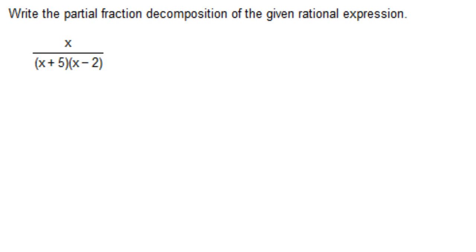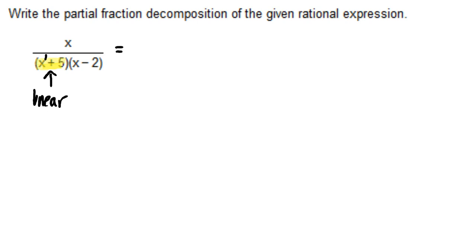To write a partial fraction decomposition, you want to make sure your denominator is in factored form, and luckily this one is. Then you want to pay attention to what type of factors you have, because the type of factors helps you determine what kind of setup you're going to have. This first factor in the denominator is a linear factor, and I know it's linear because it has x, and x is to the first power.